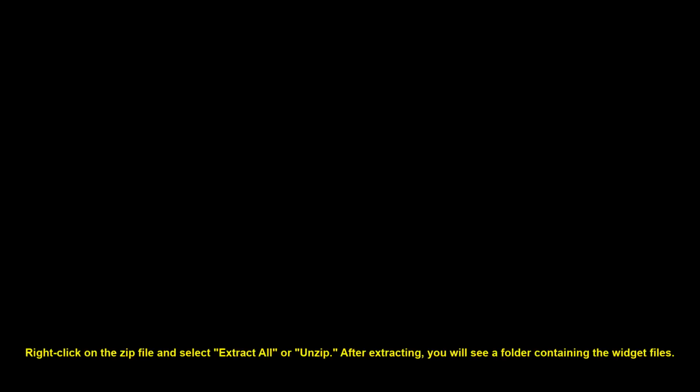On the widgets page, look for the download button and click it to start the download process. Once the download is complete, locate the file in your downloads folder. The file will typically be in a zip format, so you need to extract it. Right-click on the zip file and select Extract All or Unzip. After extracting, you will see a folder containing the widget files.